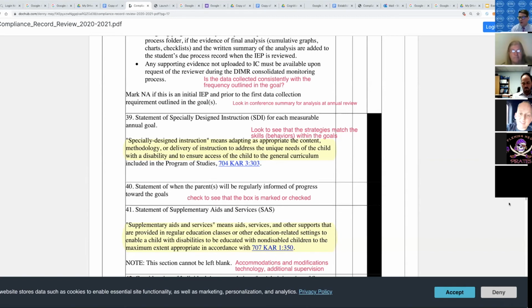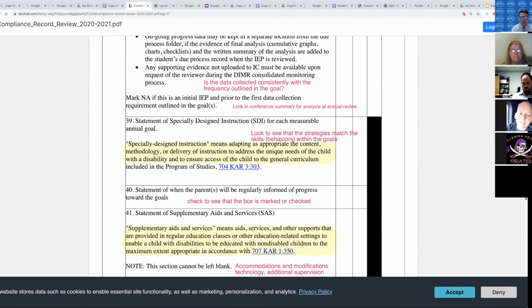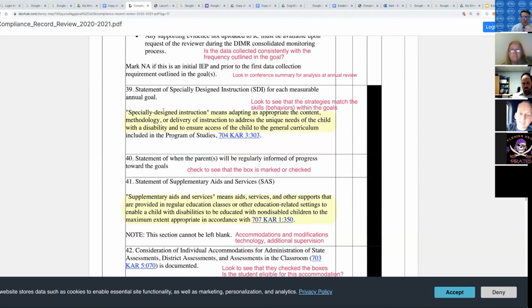And now let's talk about 39, special design instruction. We're looking to see, do the strategies match the skills? Is the special design instruction in fact special design instruction? Are we doing it at an intensity, at a level, at a degree that's going to meet that student's needs? And is it copied and pasted from IEP to IEP? Is it consistent? If I come and look at eight of your files, is every one of them going to be the same? Did we copy and paste? You know, that kind of thing.